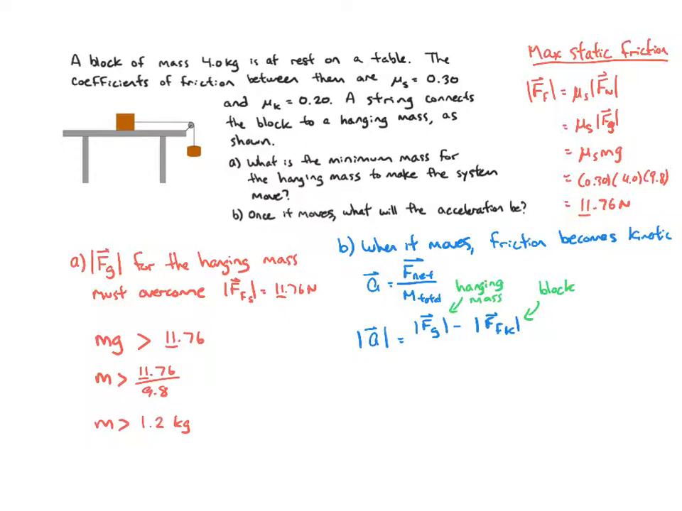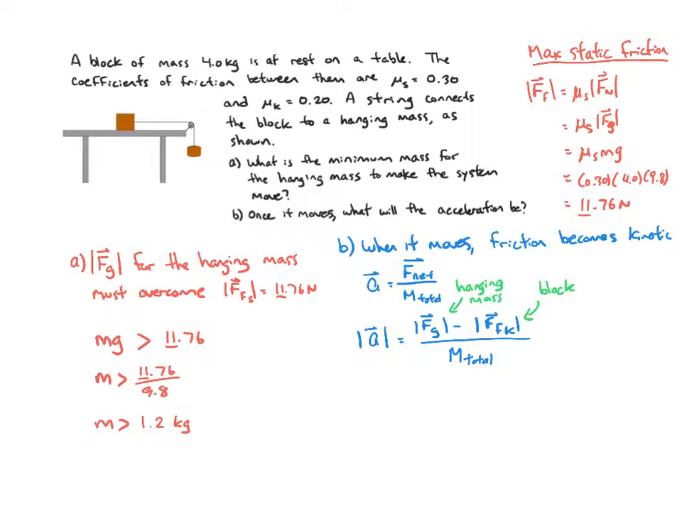Okay, and that's very important to make those distinctions, because the gravity of the hanging mass is what's driving the system to move. The gravity of the block is not helping the system to move, okay? It's being counteracted by the normal from the table. So it has no effect on helping it move. Whereas the friction, well, only the block experiences friction. Yeah, the hanging mass does not experience any friction.